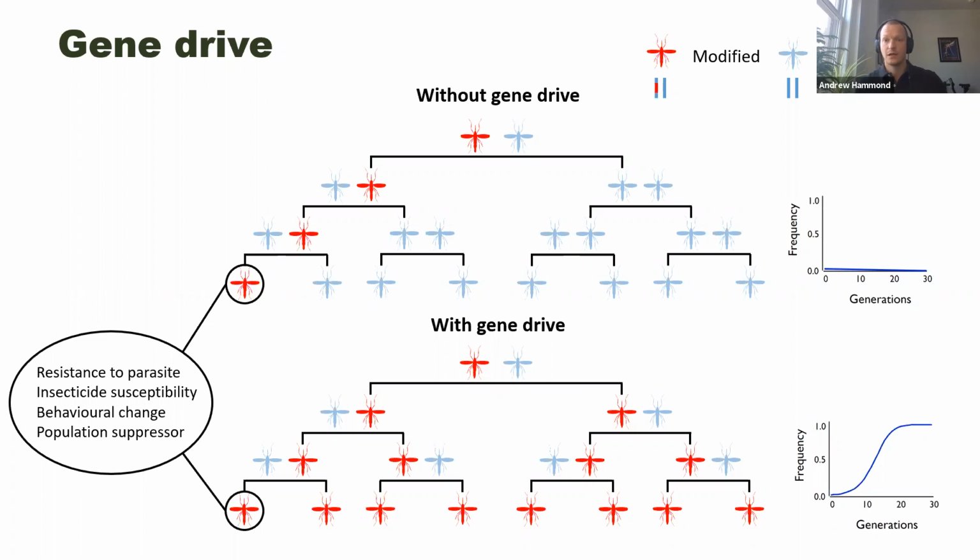You could use it to spread a trait which makes the mosquitoes resistant to the malaria parasite. You could make them susceptible to insecticides. Right now, we have a problem with insecticide resistance that is spreading through natural populations. You could engineer mosquitoes to remove that insecticide resistance and enhance the power of traditional insecticide-based approaches. You could maybe try to change their behavior so they don't want to bite humans. Or what I've been interested in is introducing what's called a population suppressor, something that will spread through the population but reduce the potential of that mosquito population to exist in large numbers.